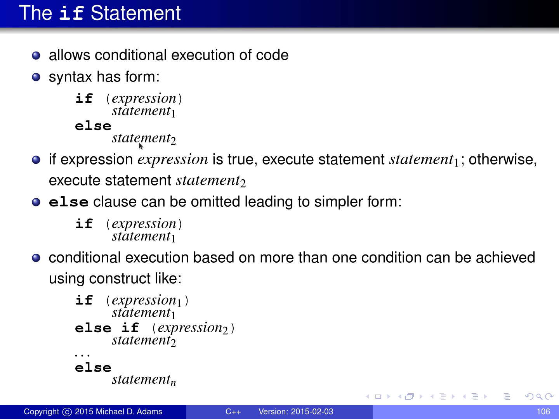Now the else clause is optional, so it can be omitted, in which case you have a syntax which looks something like what's shown here. And also, if you string together ifs and elses, you can construct a multi-way if. So for example, in this case, if expression 1 is true, statement 1 will be executed. If expression 2 is true, then statement 2 will be executed, and so on. And then if none of the if conditions are true, then statement n will be executed.